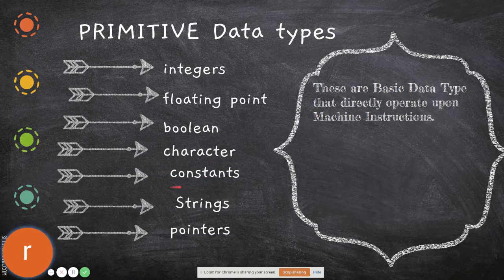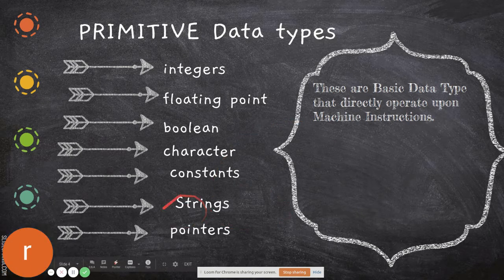Then constants. Constants may be a string constant, an integer constant, or a floating point constant, whose values remain the same once declared at the start of the program. The values will remain the same throughout the program. You will not be able to change the constant value.